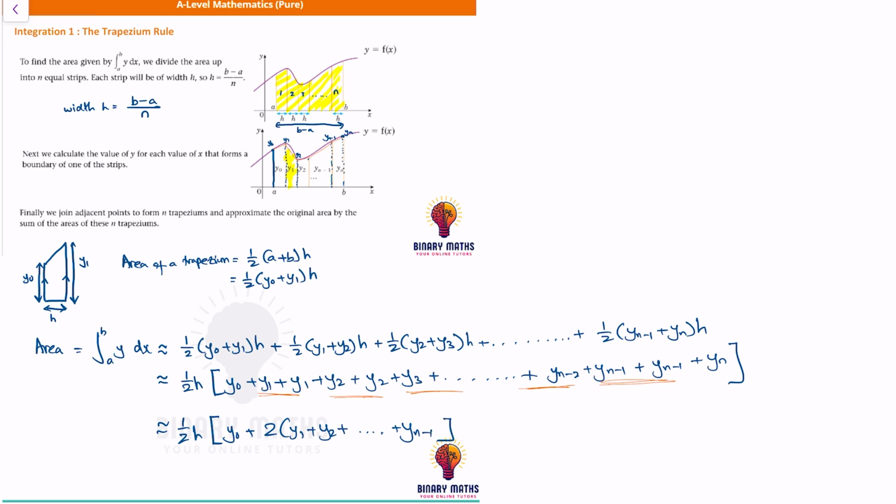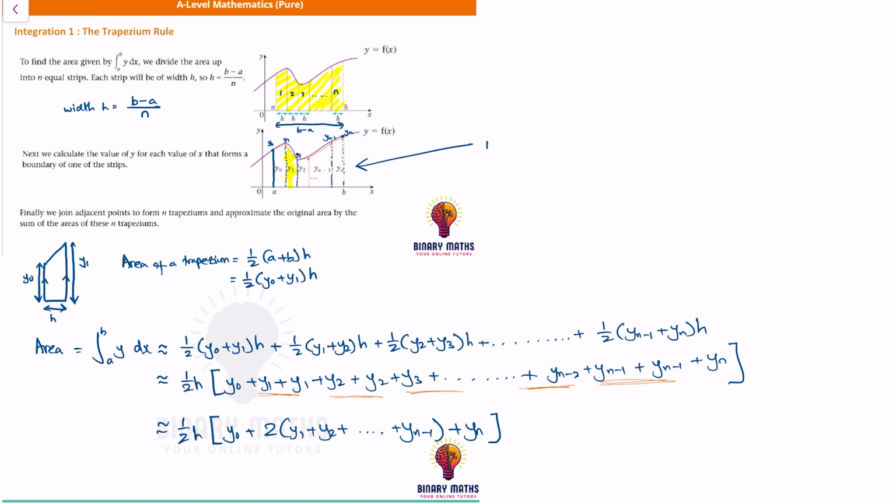Oops. Rounded bracket, plus yn. And that is the formula, the trapezium rule, for approximating an area under a curve. So just be careful here.